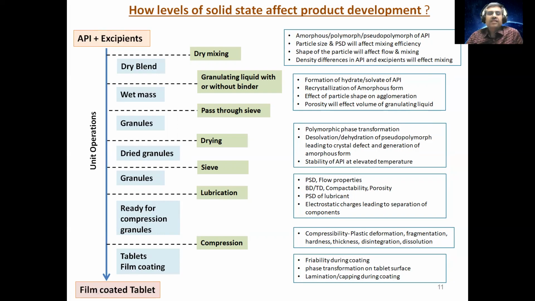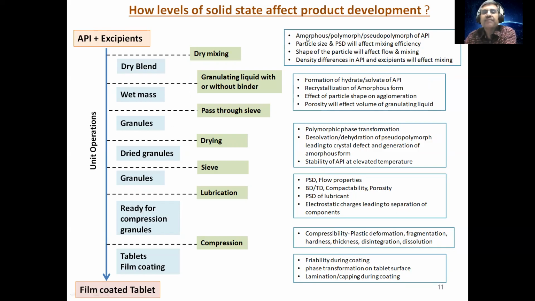Now every step or every unit process in this cycle involves the role of the solid state properties, and these boxes are depicting those solid state properties that are operational at the level of each unit process. We are going to look at a couple of them so that we can understand the significance of the solid state properties during the processing and manufacturing of the solid dosage forms.